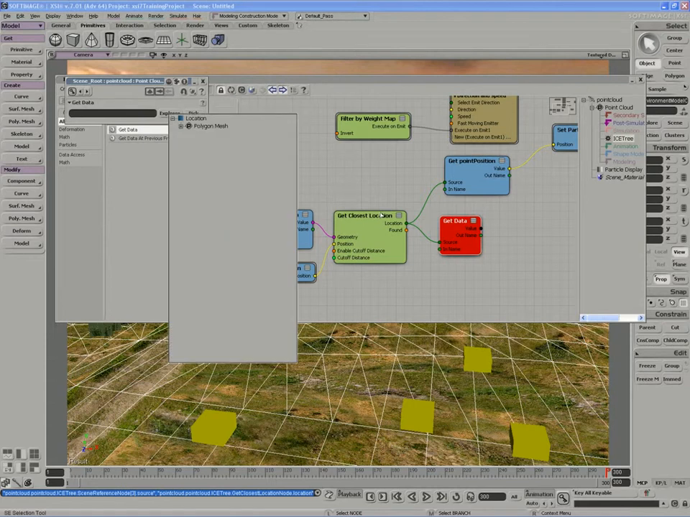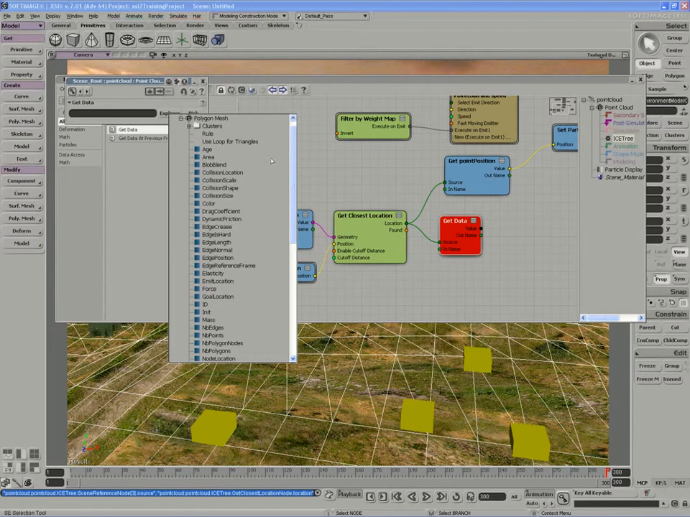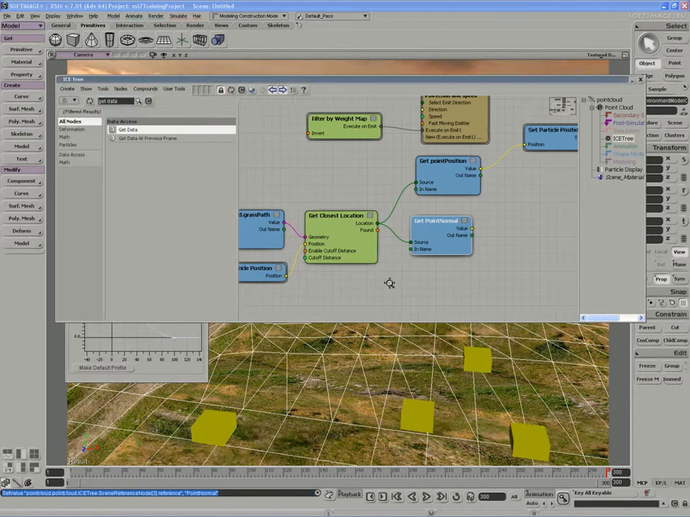You can see that the context of the get data node is already set when I plug the location into its source. We're actually looking at a location on this polygonal object, and I can find a lot of attributes. Point location, point normal in our case is the one that I want.